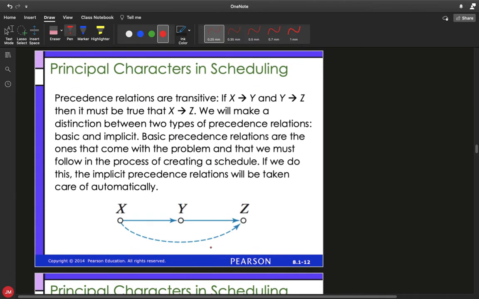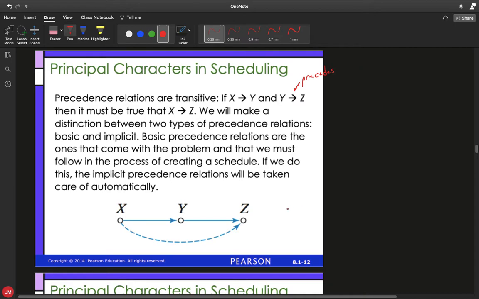So some properties of this. Precedence relations are in fact transitive. In other words, if X precedes Y and Y precedes Z, then it must be true that X precedes Z. And again, when you're looking at those arrows, I'm reading those as precedes, so that's how you'll read those.